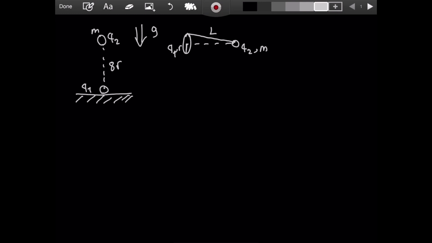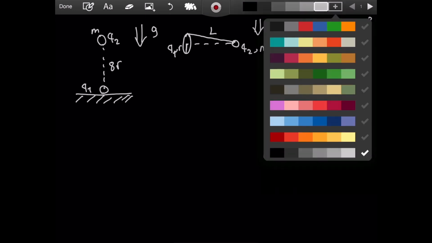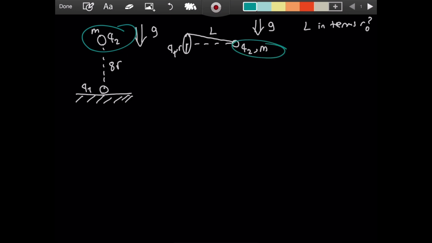Now, we're asked the question, what is L in terms of r? This is the question. And in the second picture, gravity is like this. Now, we're told that both of these systems are in equilibrium. So Q2 here and Q2 here, they are both in equilibrium. With that being said, what is L in terms of r? Why don't you pause the video, try to do it on your own, and when you're ready, continue the video and let's do it together.